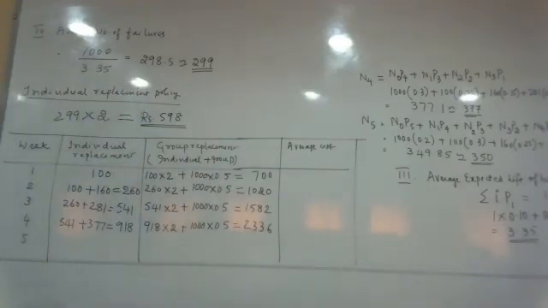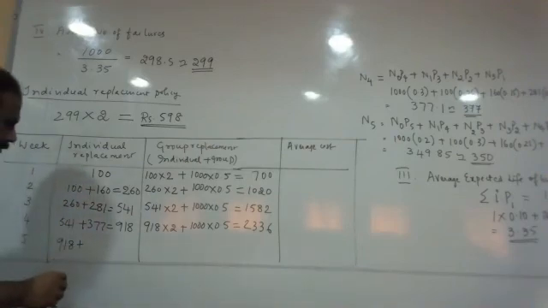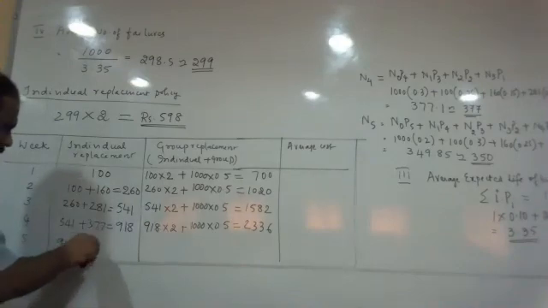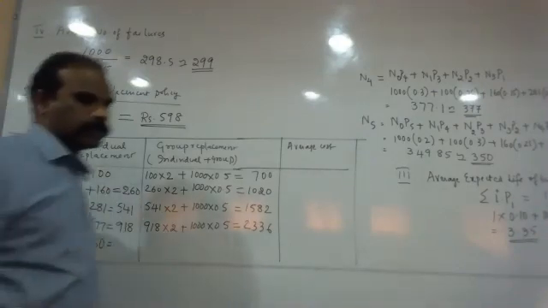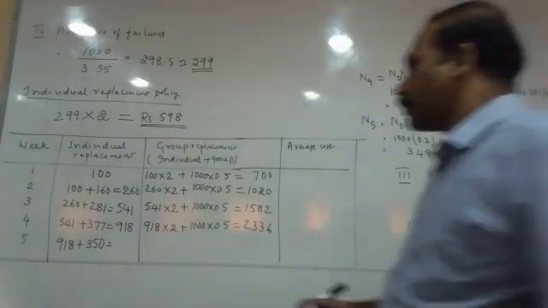Now we'll come to the last week. So the last week is 918 plus the failure in the last week. What is the failure in the last week? 350, sir. 350. Okay, if you add both, how much? 1268.